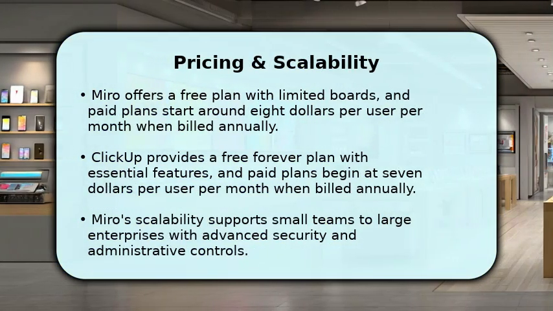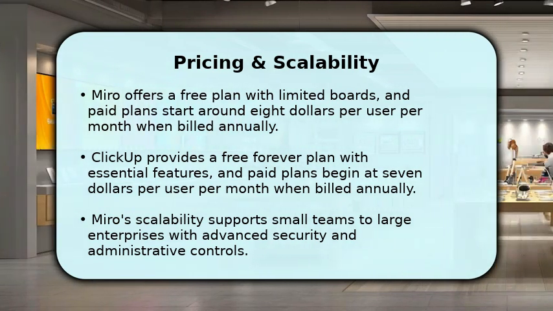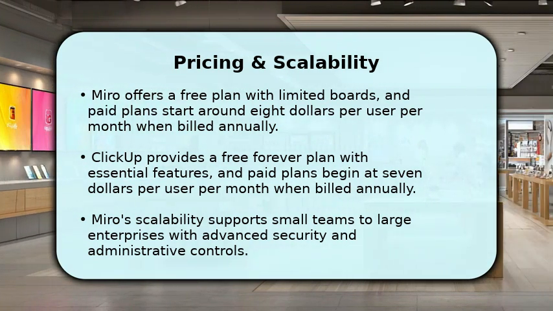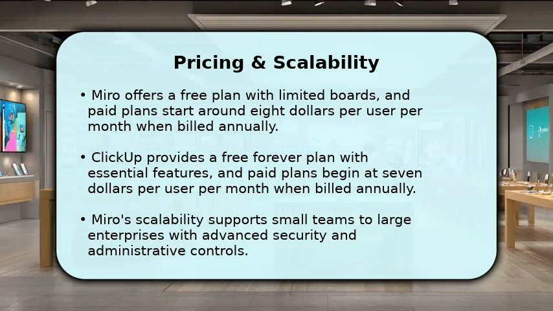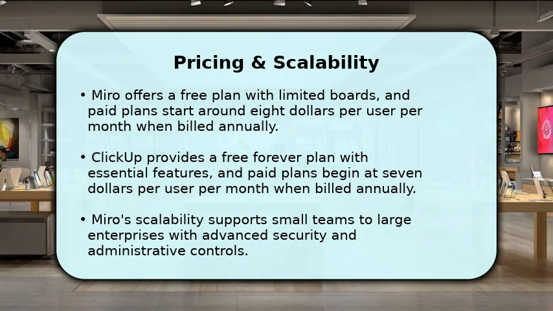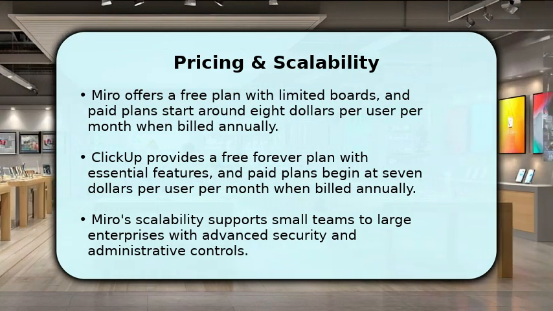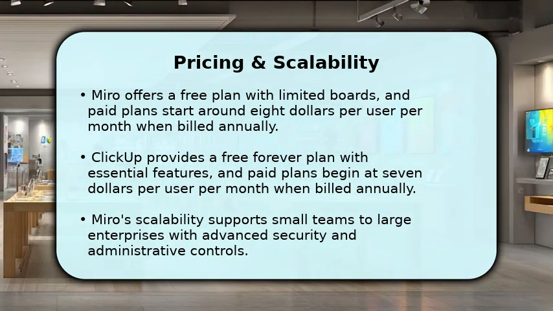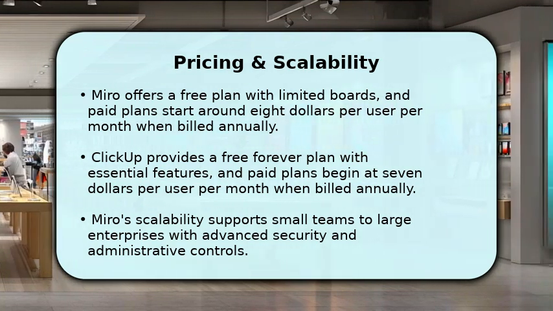Miro offers a free plan with limited boards, and its paid plans typically start around $8 per user per month when billed annually, providing advanced features for growing teams. ClickUp also provides a free forever plan with essential functionalities, with paid options beginning at $7 per user per month when billed annually. Both platforms scale effectively, supporting small teams to large enterprises. Miro offers robust security and administrative controls, while ClickUp delivers enterprise-grade features and dedicated support for extensive organizational needs.